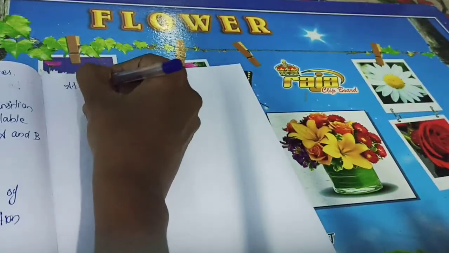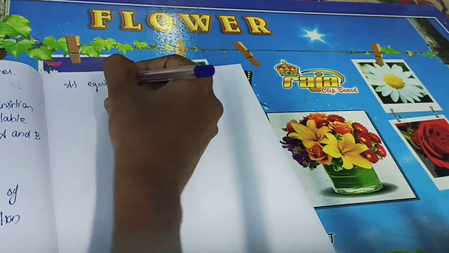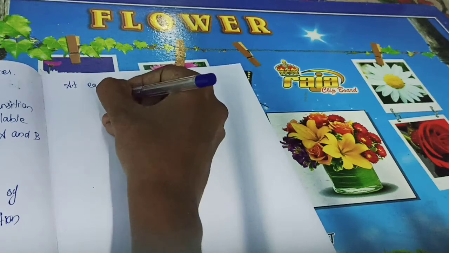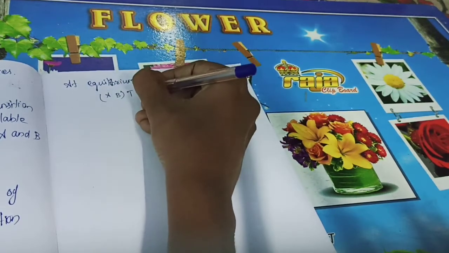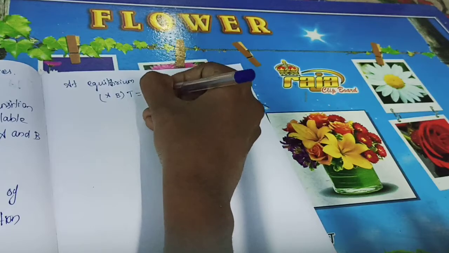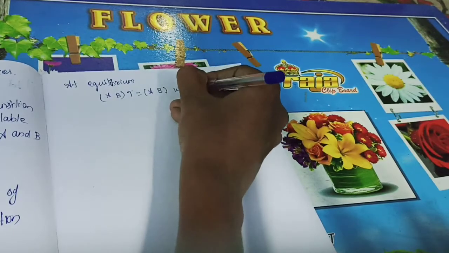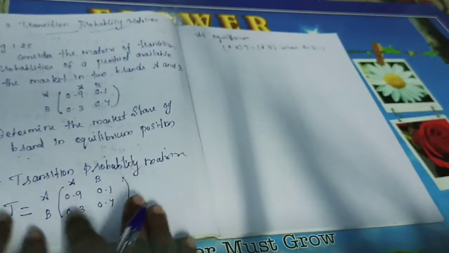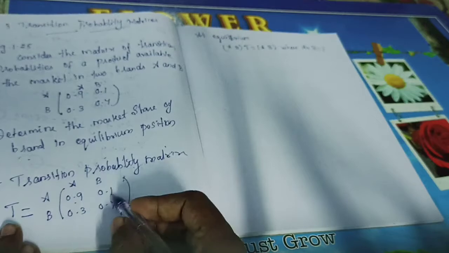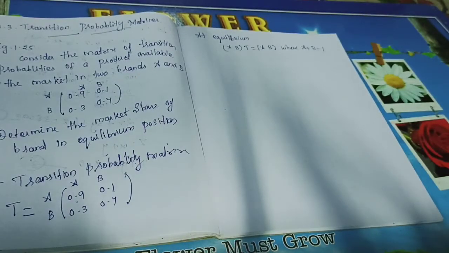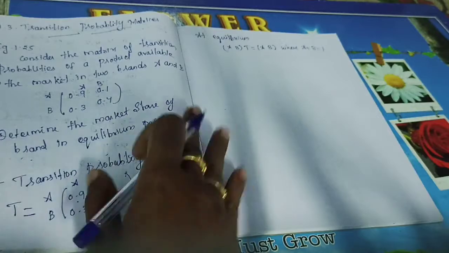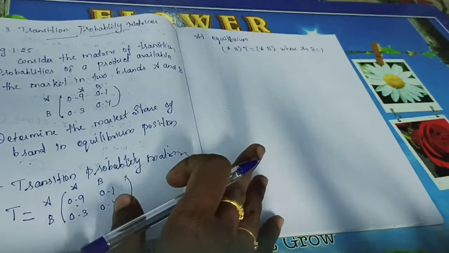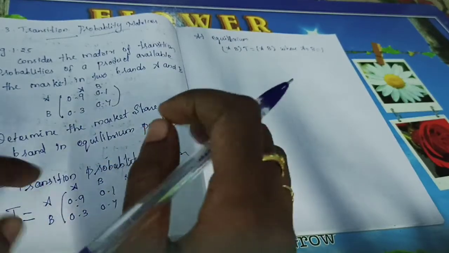So at equilibrium you need to find. Understand? At equilibrium, it is very important: what's the condition? That's a small formula. [A B] into the transition probability matrix is equal to [A B], where A plus B is equal to 1. The meaning is, if we add A plus B, you need to get 1. That is at equilibrium. That is [A B] into T is equal to [A B], where A plus B is equal to 1.